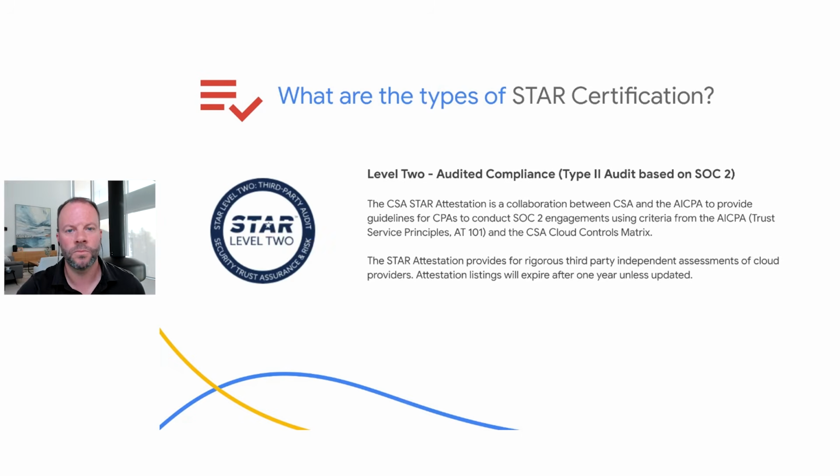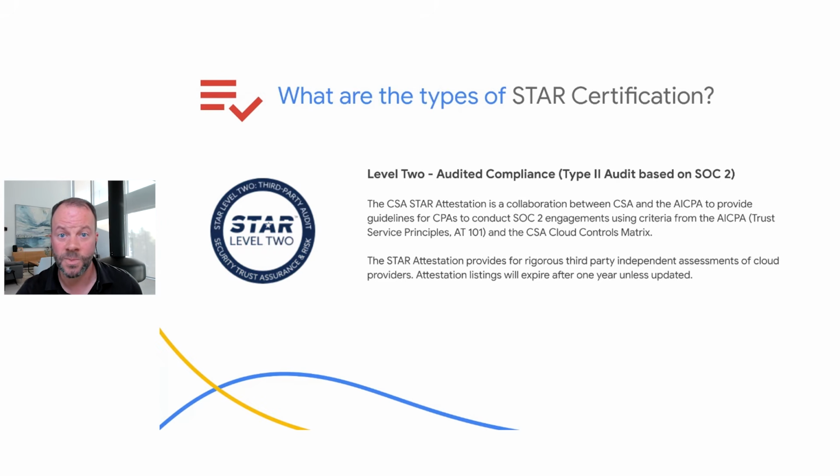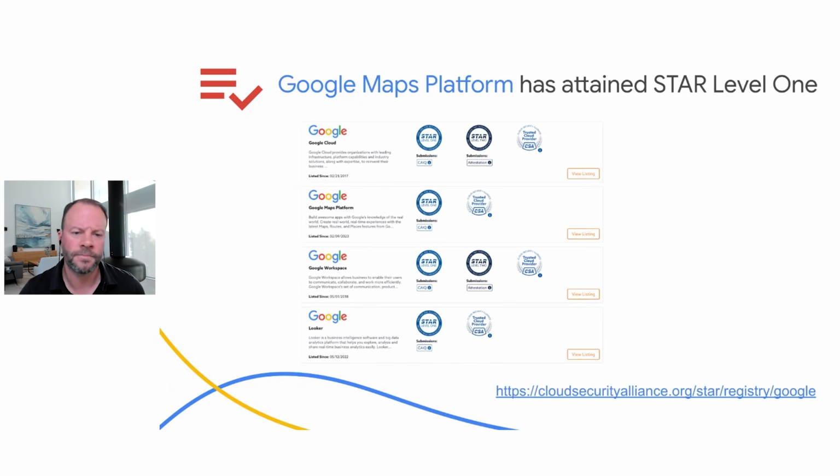But level 2, what we're aiming to get by the end of the year, is third-party audited verification of those 270 answers for CSA Star Level 2. So CSA Star Level 1 is Google saying what we do, and CSA Star Level 2 is independent assessment and verification that our answers are indeed accurate.